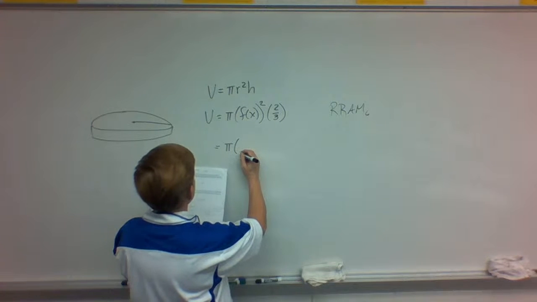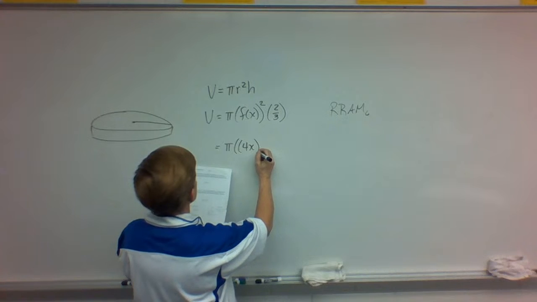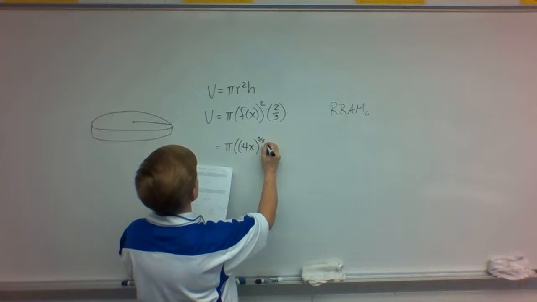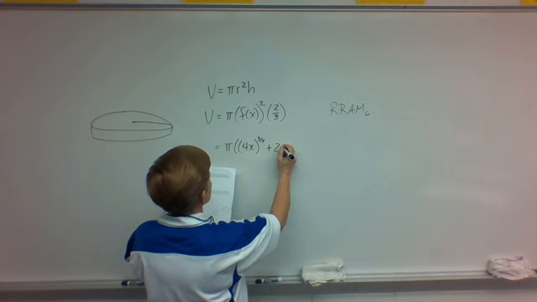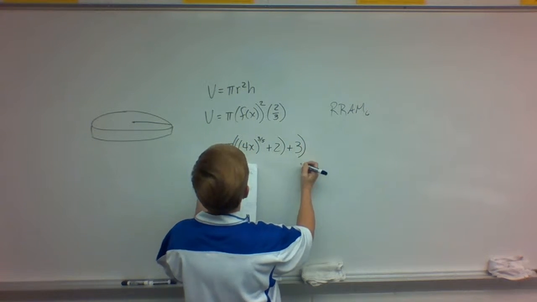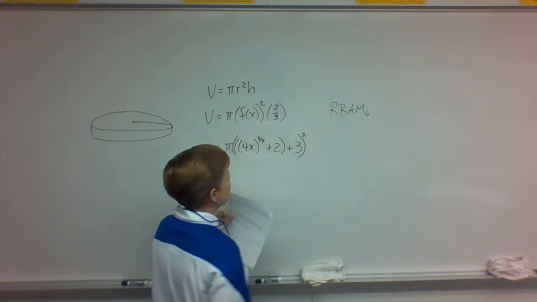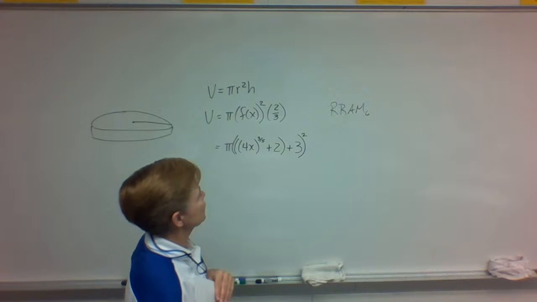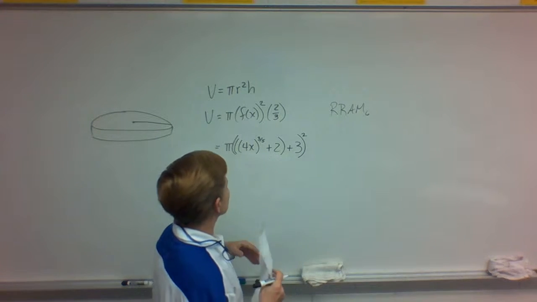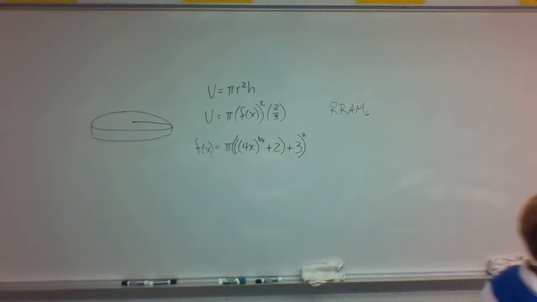Pi times 4x plus 2, to the 3/5 plus 2 plus 3, the whole thing squared. And then that's what you put in for f of x, when it asks you what's f of x. And then when you give it the start and end point and the number of intervals, it will build the 2/3 in, but you don't do that when you're doing volume.